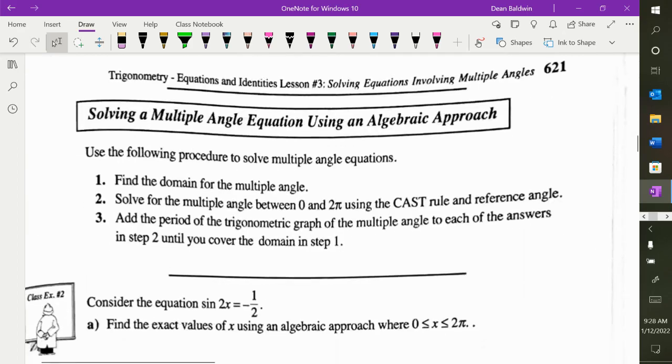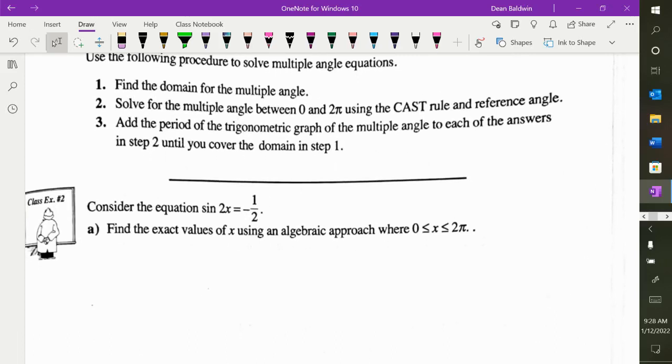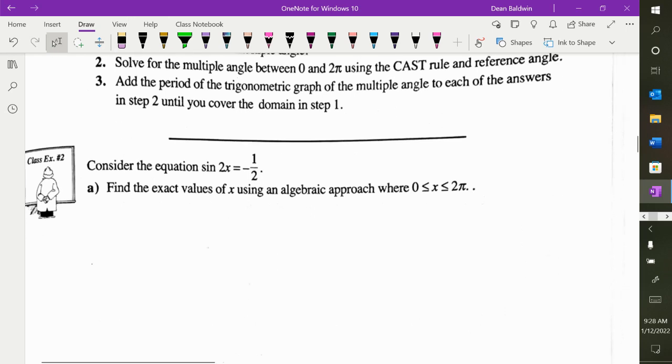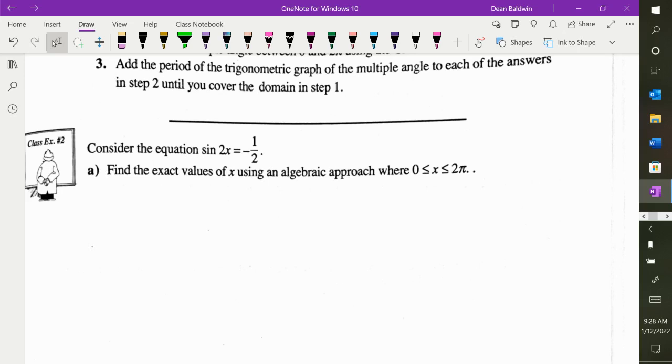Let's skip to page 621, please. Sine 2x is equal to negative 1/2. You can do a substitution if you want to make this a little more consistent with what we've been doing. What variable do you want to use? We'll just say a is equal to 2x. So this really becomes sine of a is equal to negative 1/2.